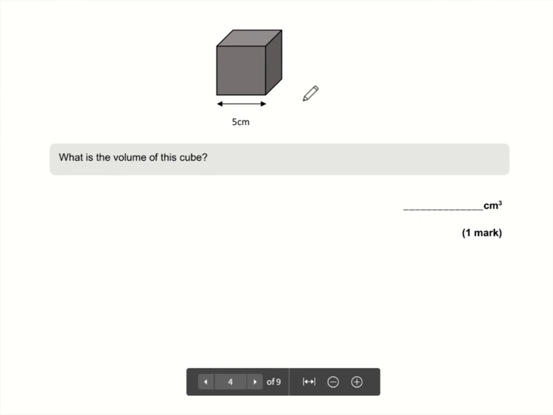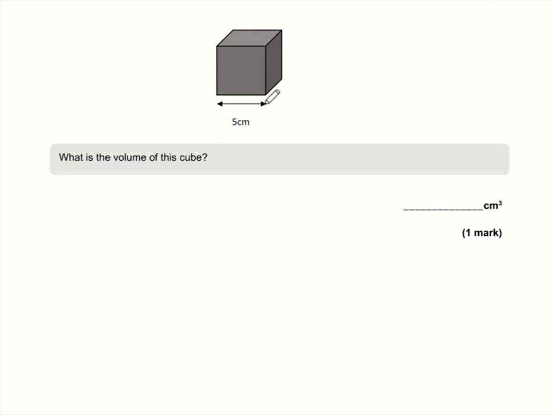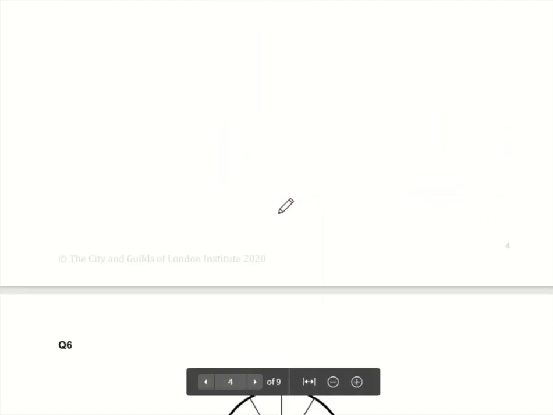Question number 5, the volume of the cube, what is it? So if it's 5 along this side, then it's got a depth of 5 and a height of 5. So the volume is 5 times 5 times 5. 5 times 5 is 25. 25 times 5 is 125 cubic centimetres. Maybe you need a column method for the multiplication there.